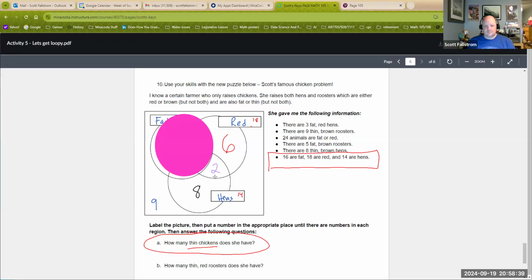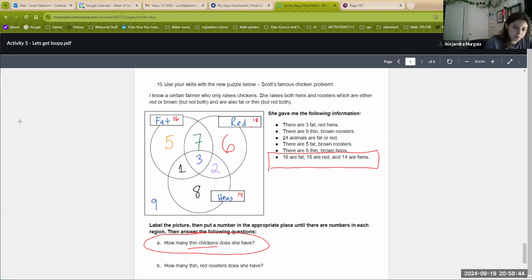Thin. 16. I need more than that. Oh, plus 9. So 25. That's what I got. I put 16 because I forgot the 9. I added it because that was the first thing I said.